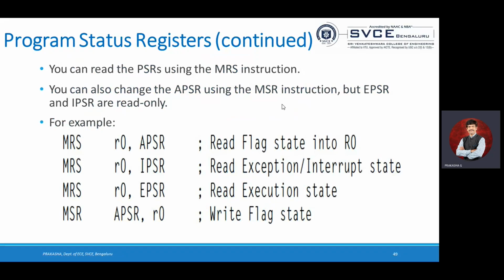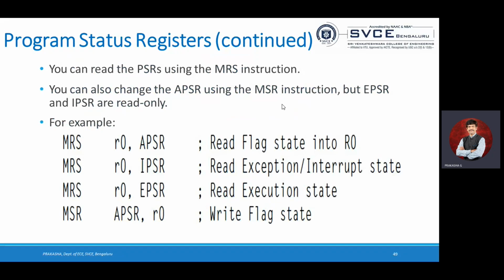You can also change the APSR using the MSR instruction, but EPSR and IPSR cannot be changed. They are read only. Already it's been told. I'm repeating: EPSR and IPSR are only read only. APSR, that is application program status register, can be both read and written. So MRS is from the special purpose register to general purpose register. Example: MRS R0, APSR. That is, read from APSR to R0.